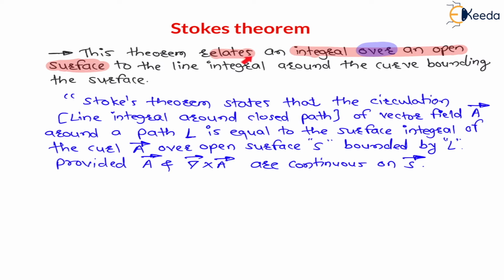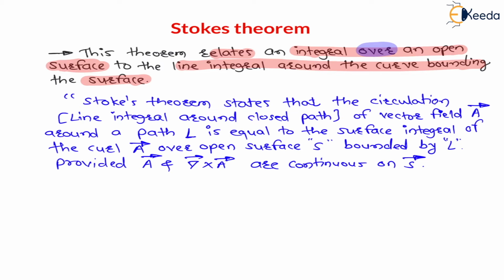Relates the integral over open surface to the line integral around the curve bounding the surface, right? To the line integral around the curve bounding the surface, means it is a closed line integral or cyclic integral, right? Now but here surface is open, my dear students, surface is open, but the surface is bounded by the closed lines. Let us understand the theorem.